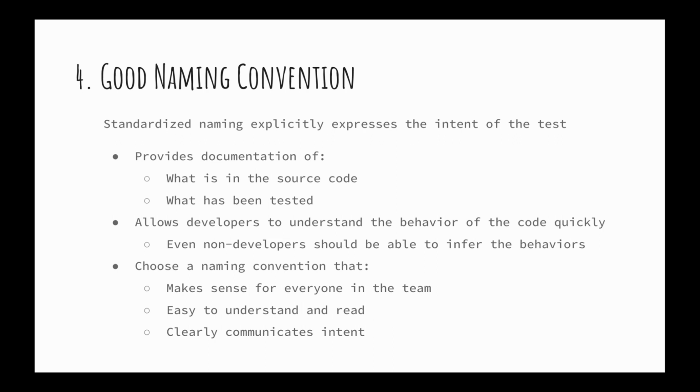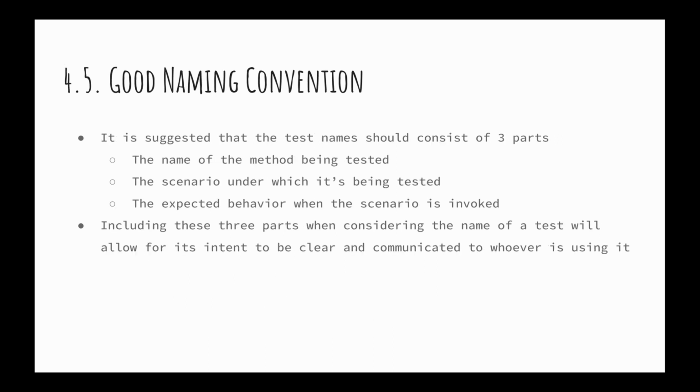You want to make the naming convention easy enough that even non-developers should be able to infer the behaviors. You want to choose a convention that is easy for everyone in the team to understand, and you want to clearly communicate the intent of the test. A suggested convention is that the test name should consist of 3 parts: the name of the method being tested, the scenario under which it's being tested, and the expected behavior when the scenario is invoked. Including these 3 parts when considering the name of a test will allow for its intent to be clear and communicated to whoever is using it.